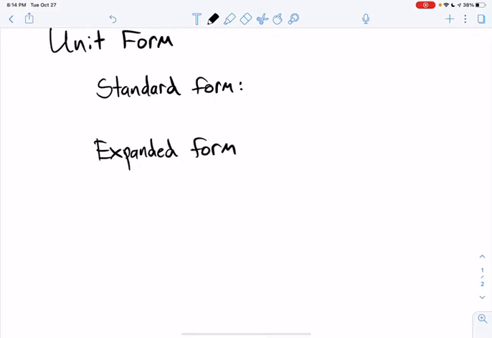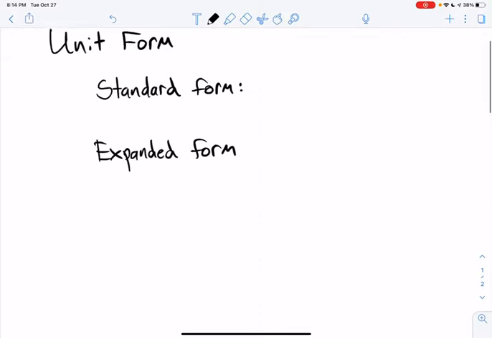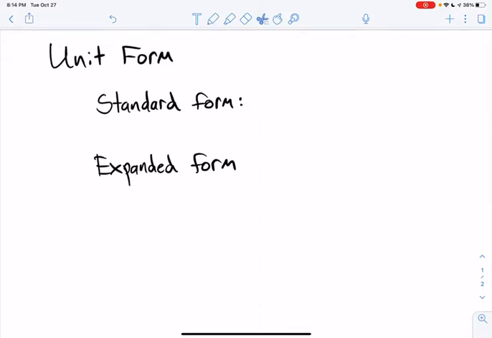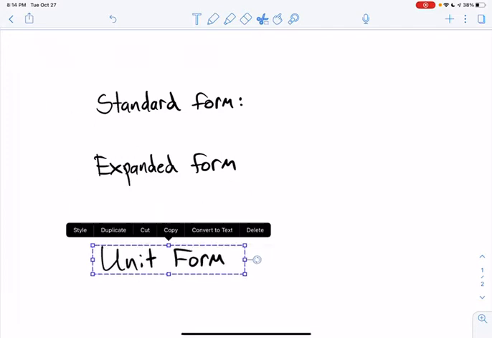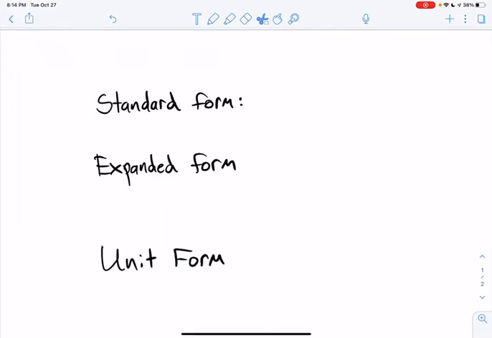So standard form is how the number is normally written. For example, I'm going to show an example of a number. Let's try 423. The standard form of 423 is 423. Pretty easy, right? Standard form is how the number is normally written.